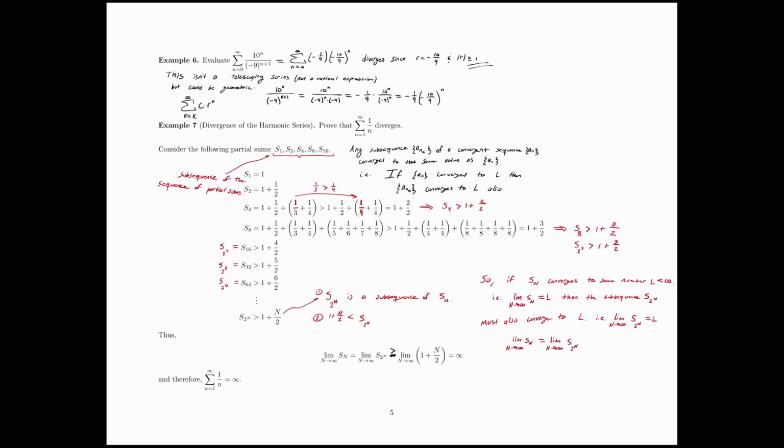So this implies that the limit as n goes to infinity of s sub 2 to the n is infinity, which implies that the limit as n goes to infinity of s sub n is also infinity, i.e. the harmonic series diverges.